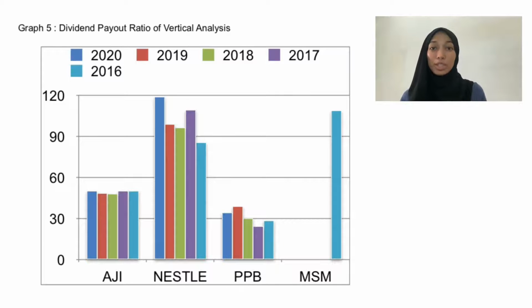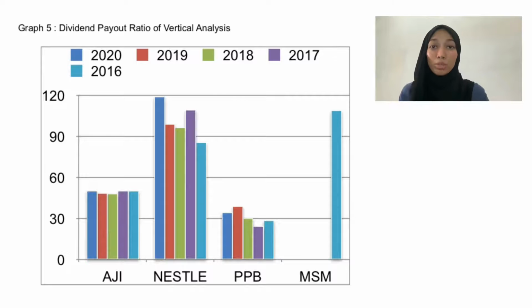For Ajinomoto, the highest is in 2016 with 50.31% and its lowest is in 2018 with 48%. In 2020, the dividend payout ratio for this company slightly increased. Nestle's dividend payout ratio increased from the year 2013 to the year 2015. In 2016, it slightly dropped to 99% and it increased back to 99% in the year of 2017.